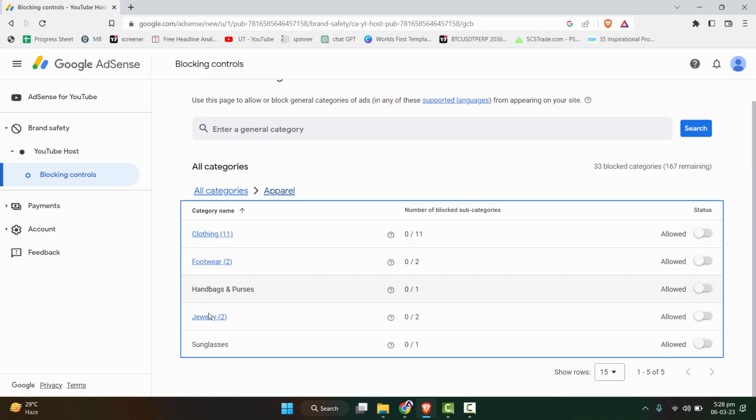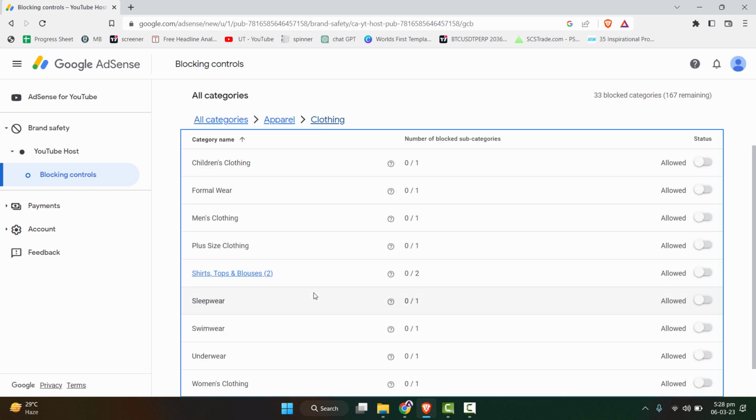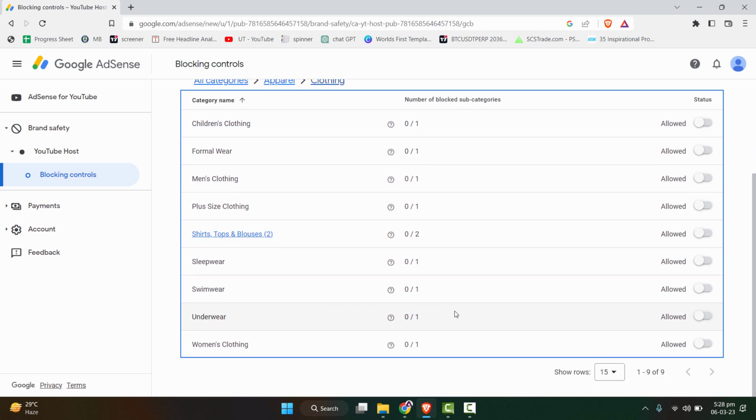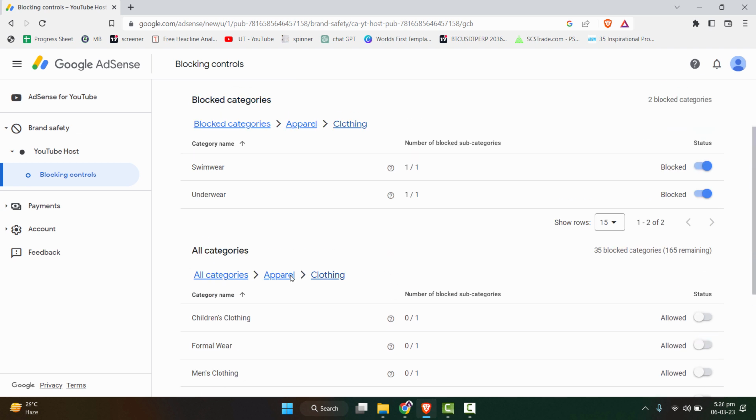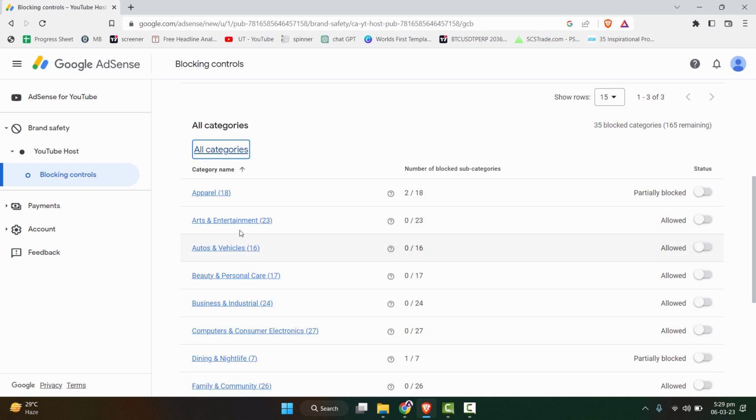Clothing, footwear, handbags, sunglasses. So let's check clothing. For example, these are these. Swimwear, let's say I'll disallow that. Underwear, disallow. And you can just check for yourself what you want to block. You can check it thoroughly and make your decision based on that. Just check in detail whatever you want to allow or whatever you want to disallow.